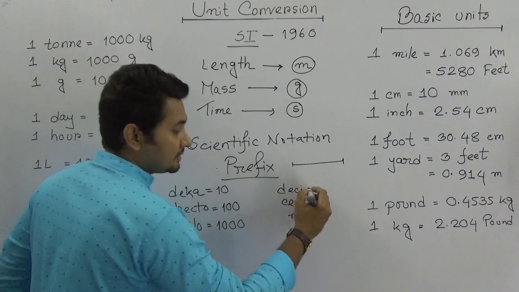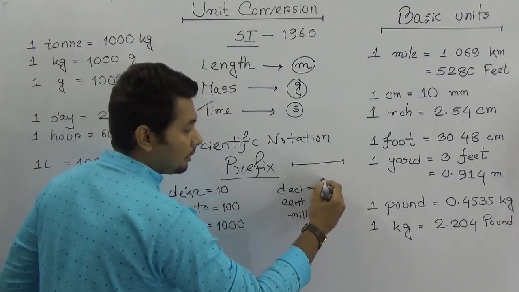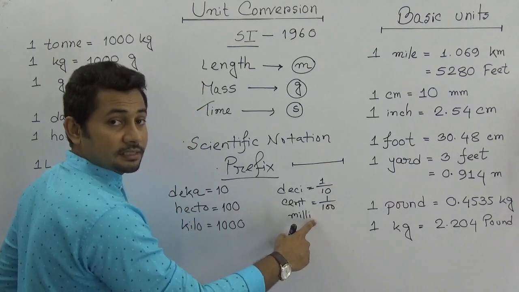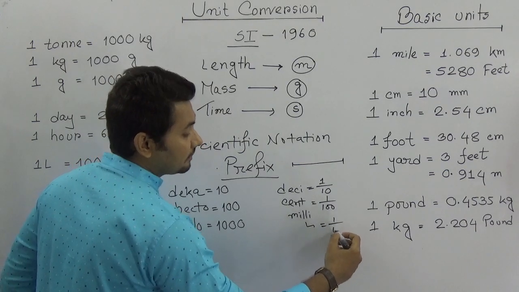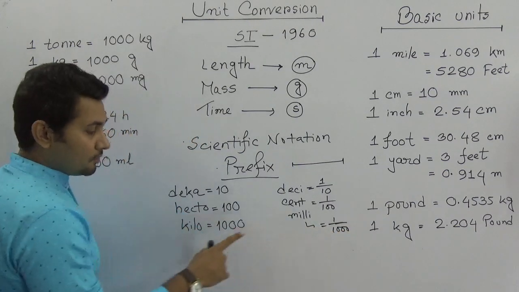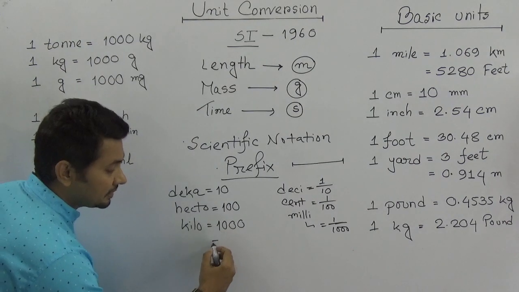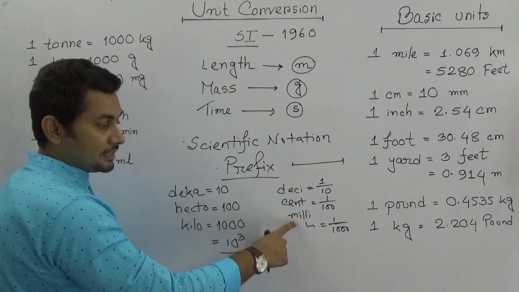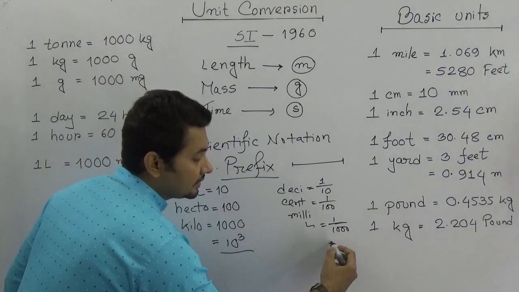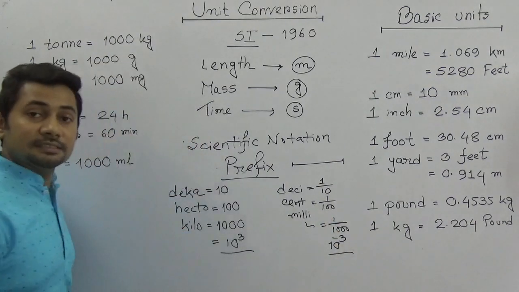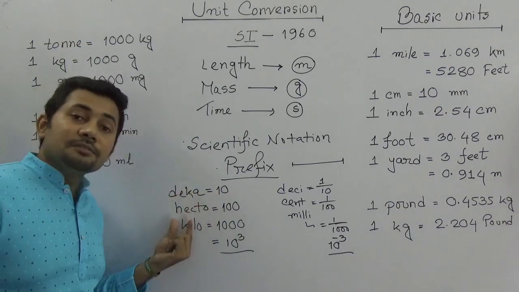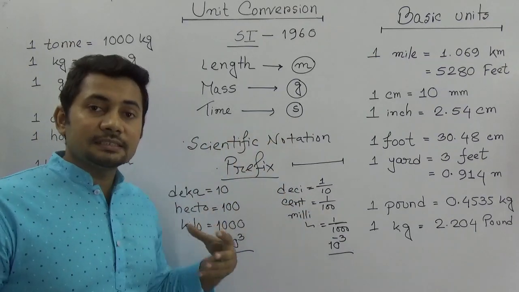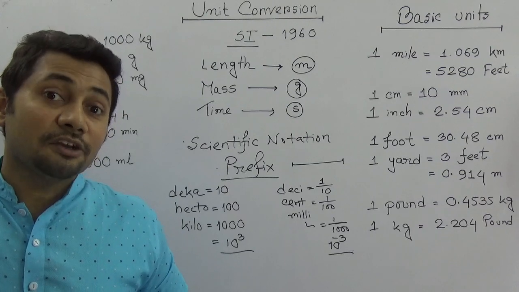Also deci, which is just the opposite of deca, that is 1 divided by 10. Centi is 1 divided by 100, and milli is 1 divided by 1000. When 1000 is expressed as 10 to the power 3, it is called scientific notation. In case of milli, as it is 1 by 1000, it is expressed as 10 to the power minus 3. Usually we use these before a unit. So these are the prefixes. If we know this, now it's time to focus on unit conversion.